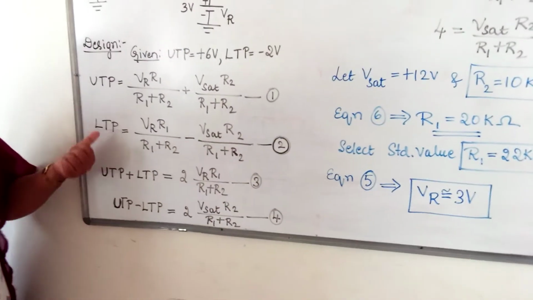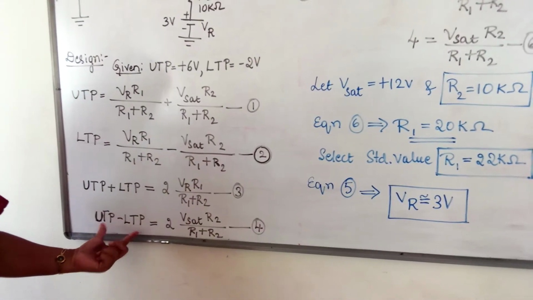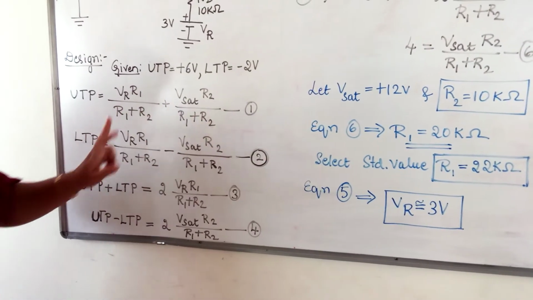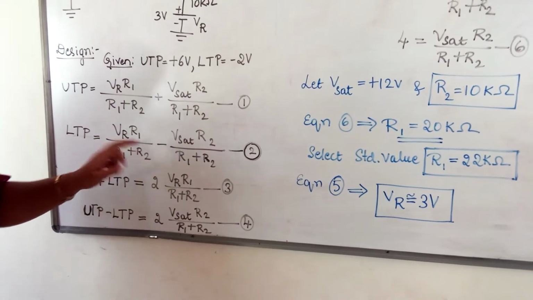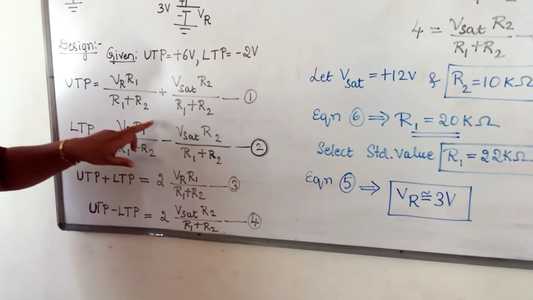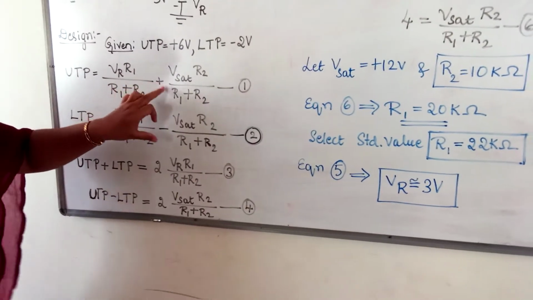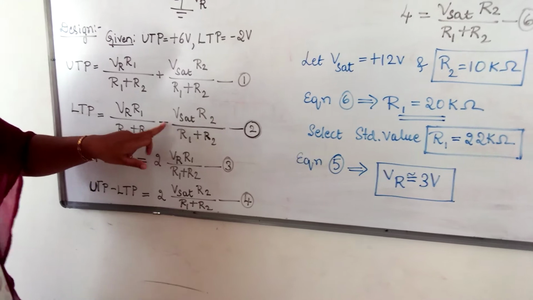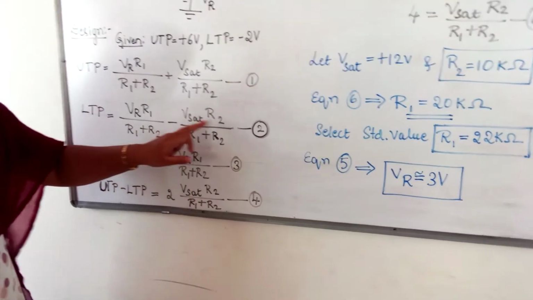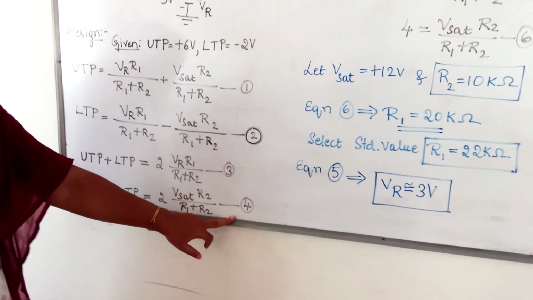Now, UTP minus LTP. Let us subtract equation 2 from equation 1. Subtracting, this remains plus. Here this becomes minus, and here minus of minus becomes plus. Therefore, the first and third terms get cancelled, and here we get plus and also minus of minus we get plus. So we get twice of V sat into R2 divided by R1 plus R2. Call this equation 4.